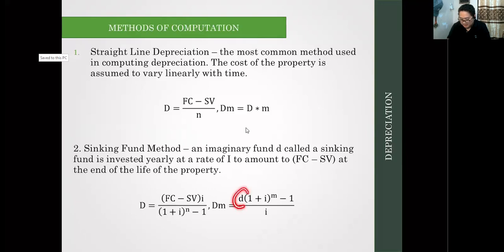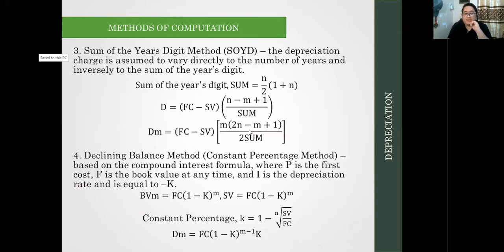So, small d, and the d is the same, minus 1 over I. Then for the sum of the years digit method, we have an additional formula for the sum. So the sum is n over 2 times 1 plus n. Then the formula is as given here. So whatever the formula is, you just substitute.